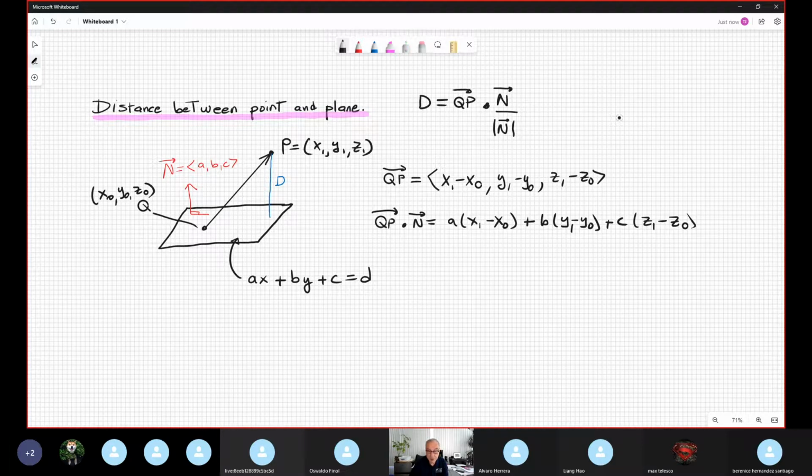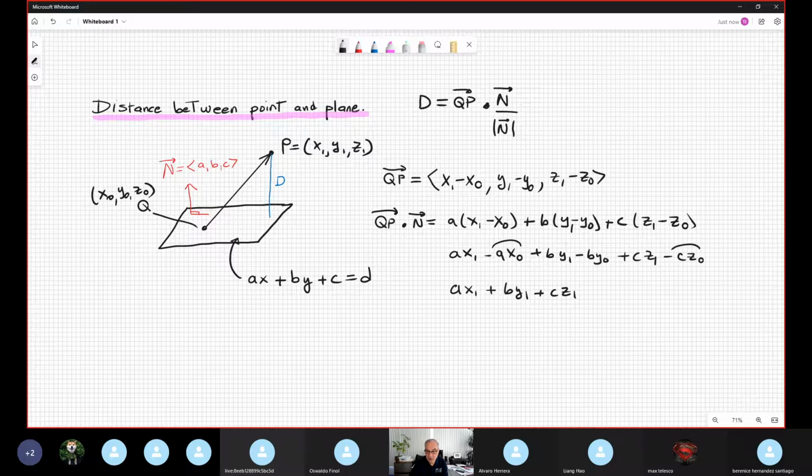Of course, this is a scalar, right? Now we apply the distributive property: it's AX1 minus AX0, plus BY1 minus BY0, plus CZ1 minus CZ0. Then I copy AX1 plus BY1 plus CZ1, and these terms get negative.